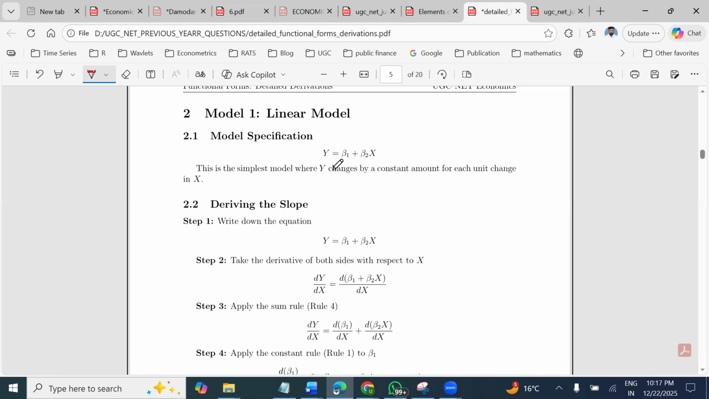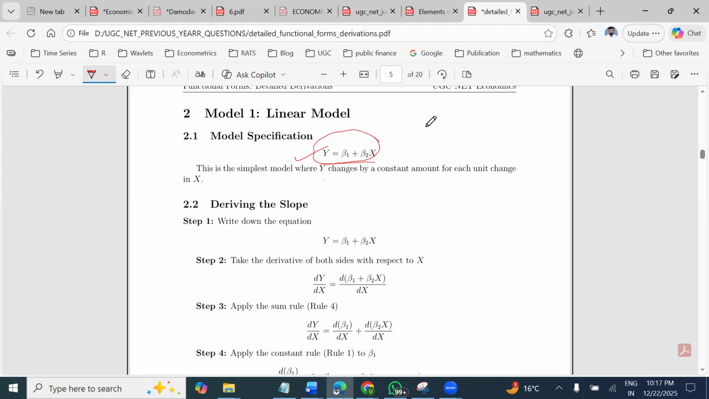So now we'll move to the linear model. First of all, Sangeeta, are you there? Why is this model called linear? Because the value of the parameter is 1, sir. What are the parameters here? Sir, beta 1 and beta 2. Okay, very good. So this is the simplest model. First of all, it is also a linear function. You will see that questions come in macroeconomics also.